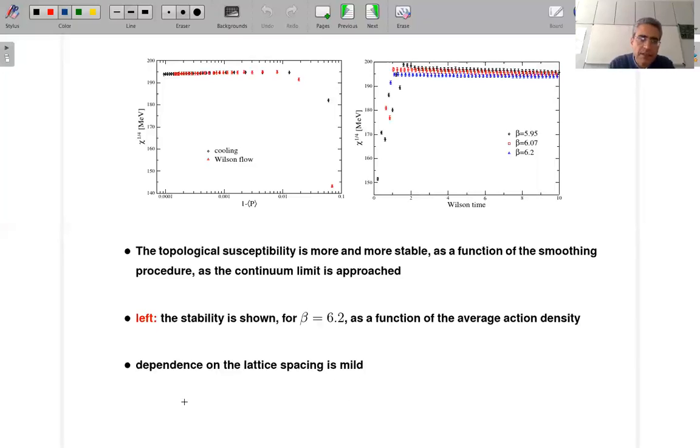And also you can appreciate here the dependence on the lattice spacing. These different beta values correspond to different values of the lattice spacing. So the dependence on the lattice spacing is very mild, so we expect lattice artifacts and finite lattice spacing corrections to be very small. Do you have a question on this?